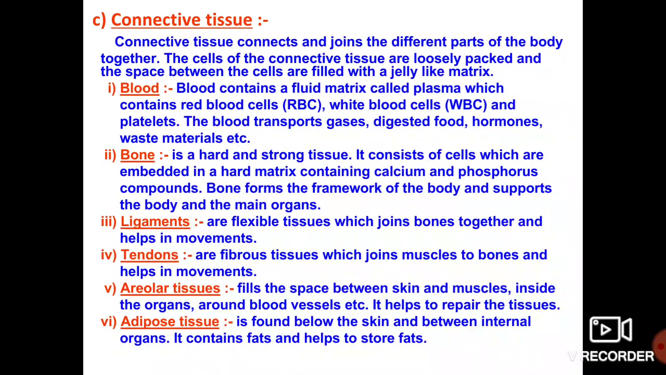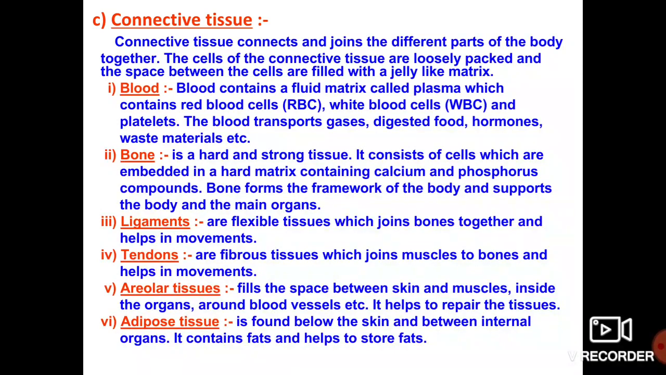Apart from this, it plays a major role in the packing of materials in different organs, which means whatever substances are secreted in the tissues will be packed or attached one by one, with one cell above the other cell. This takes place because of the matrix.